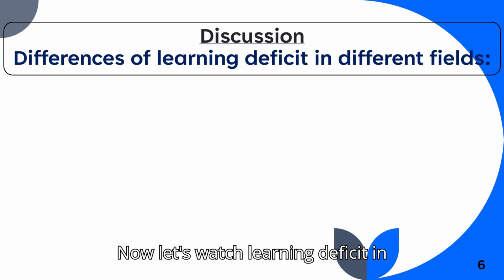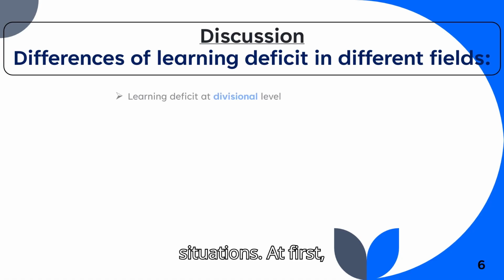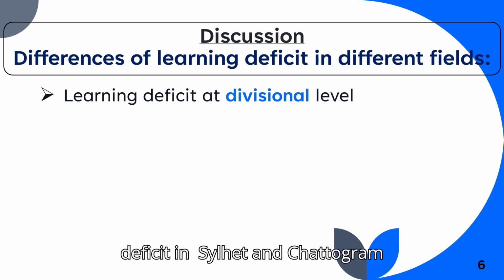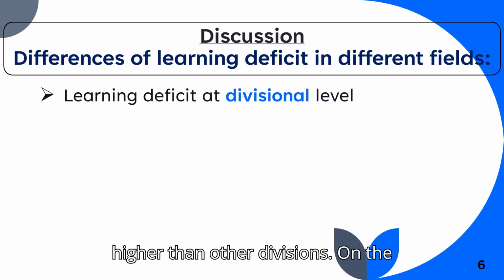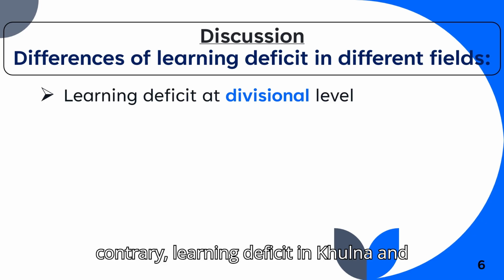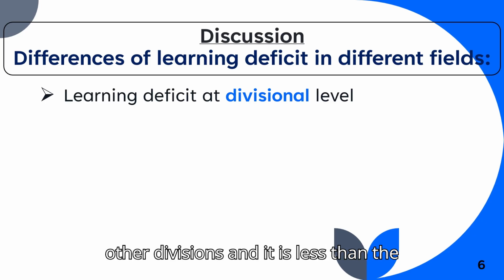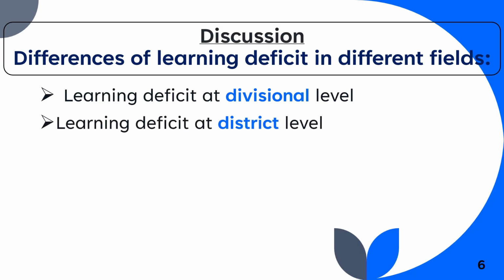Now let's look at learning deficit in various situations. At first, let's know about the divisional level. Comparatively, learning deficit in Sylhet and Chattogram divisions in these three subjects is higher than in other divisions. On the contrary, learning deficit in Khulna and Rangpur divisions is lower than in the other divisions, and it is less than the rate of national learning deficit.